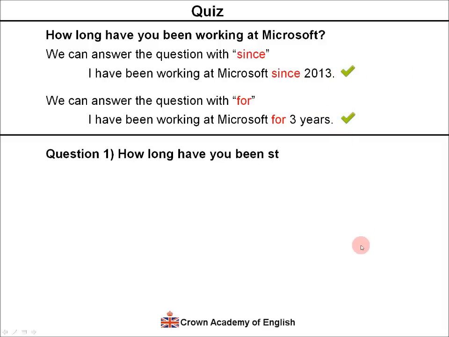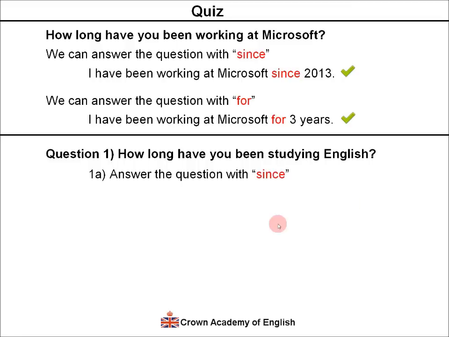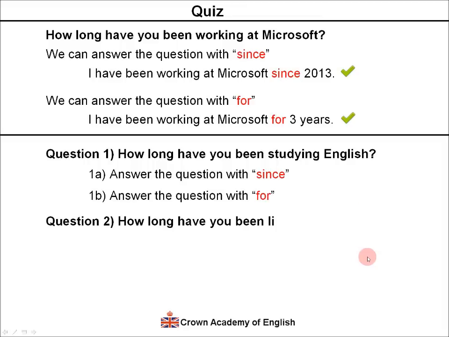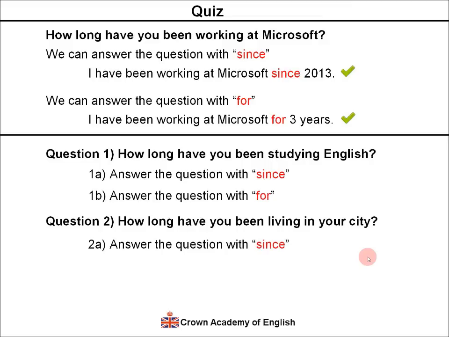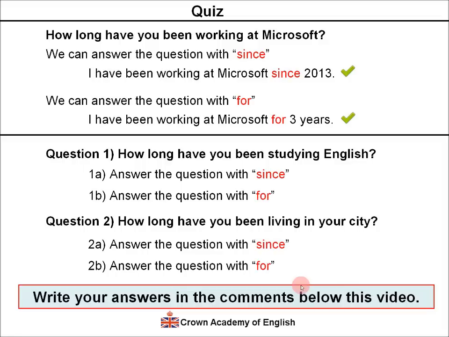So the question that I want you to answer: how long have you been studying English? And I want you to answer the question with the word since and also with the word for. And question 2, how long have you been living in your city? And again, I want you to answer the question with the word since, and then answer the question with the word for.